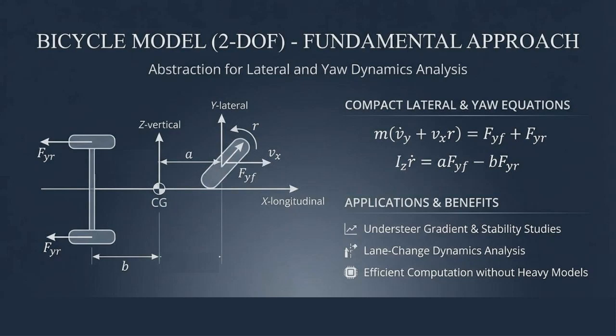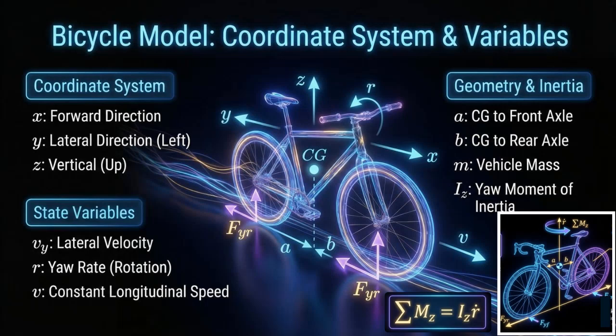For a clearer understanding, let's explore the bicycle model using a real bicycle as an example. Motion is described in a body fixed frame with x forward, y to the left, and z upward. The vehicle state is captured by lateral velocity, v sub y, yaw rate, r, and a constant longitudinal speed, v. Vehicle geometry is defined by distances a and b from the center of mass to the front and rear axles, while mass m and yaw inertia I sub z quantify resistance to translation and rotation. The lateral tire forces, Fyf and Fyr, act as the primary inputs driving the dynamics.